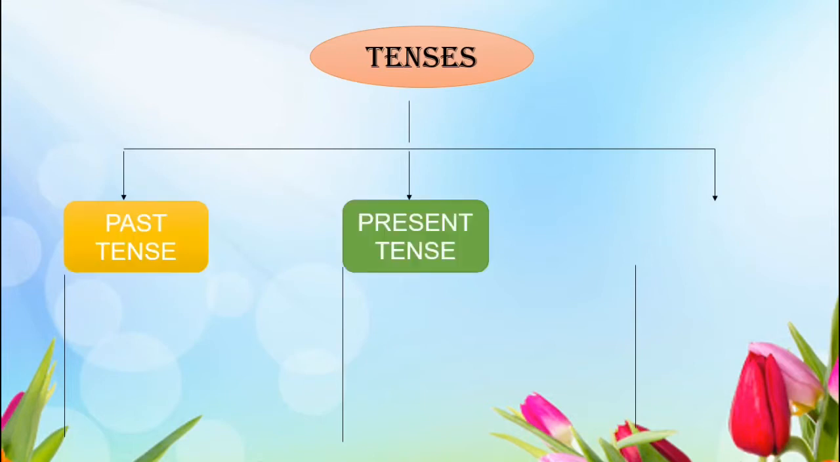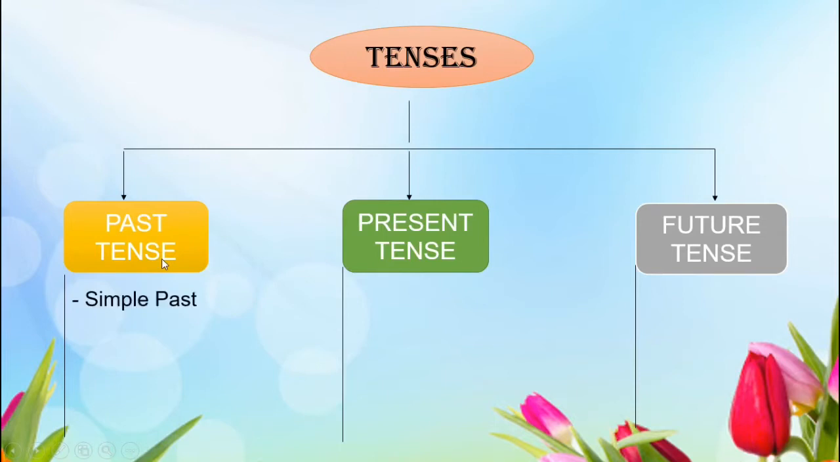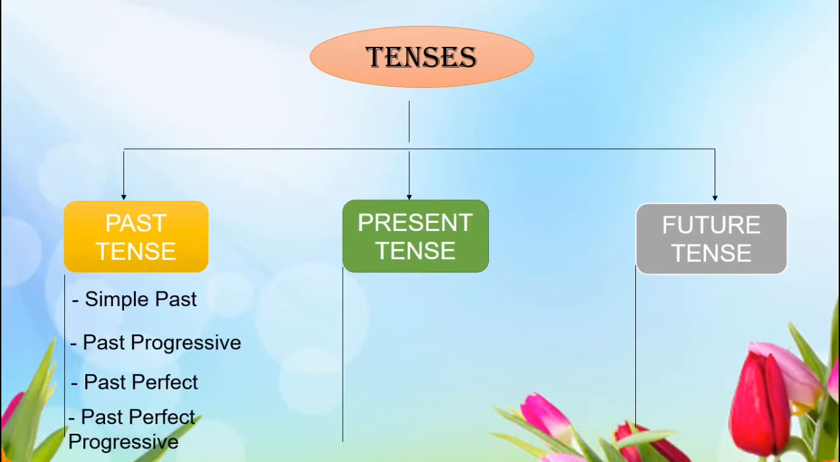Let's now talk about the different types of tenses. There are basically three types of tenses: the past tense, the present tense, and the future tense. These three tenses are further divided into four subcategories. Let's first talk about the past tense. Firstly, we have the simple past tense, then the past progressive or the past continuous tense, then comes the past perfect tense, then the past perfect progressive or the past perfect continuous tense.